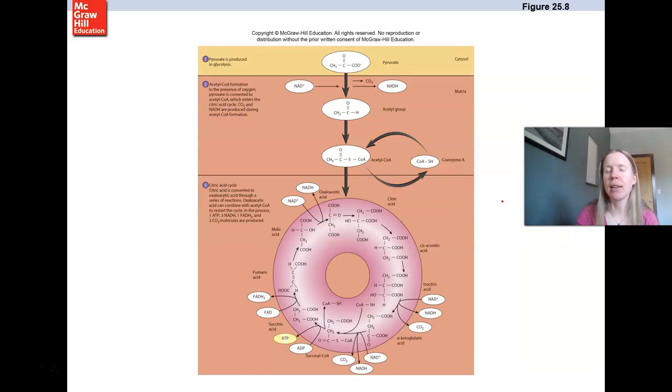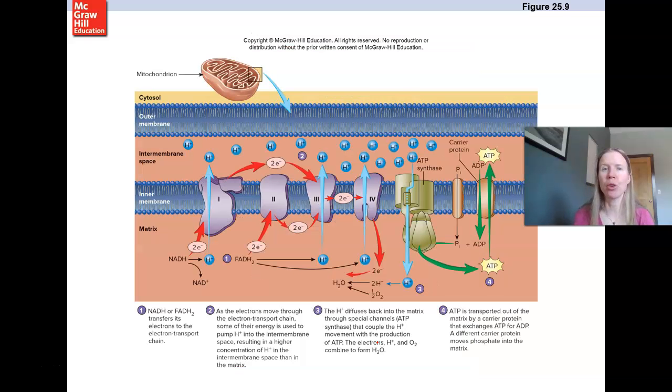Okay, again, this is what the citric acid cycle really looks like. And this is where I was like, you don't need to know all of these intermediate steps. If you take biochem, you'll get that for sure. Okay, so here is this fourth and final step.